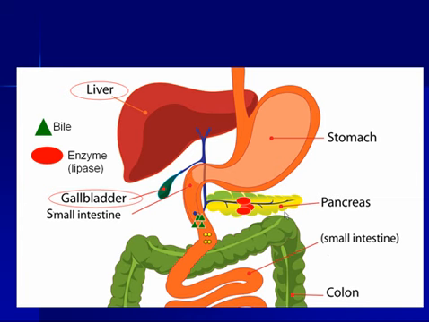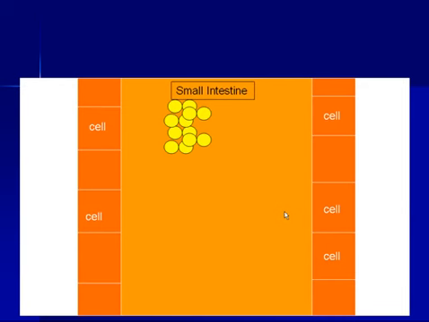The pancreas secretes lipase, which is an enzyme. This enzyme is represented by the red ovals. Lipase will continue the digestion of lipids in the small intestine. Let's take a closer look at this process.